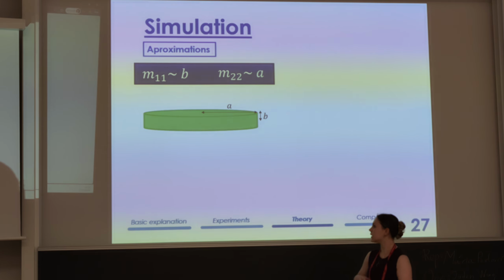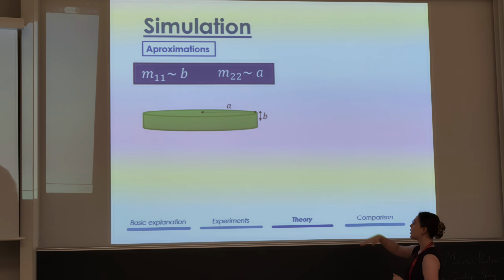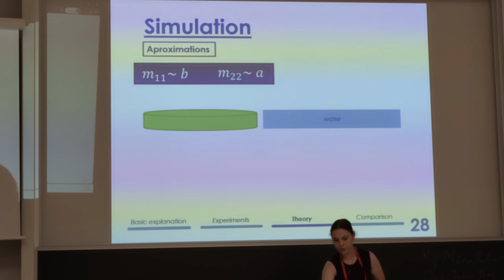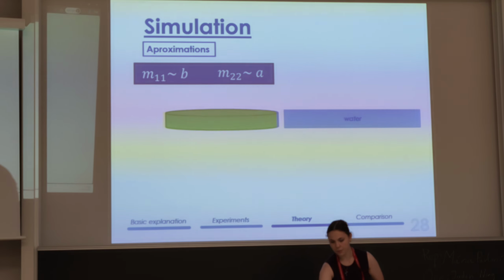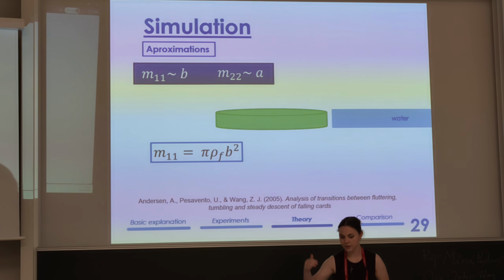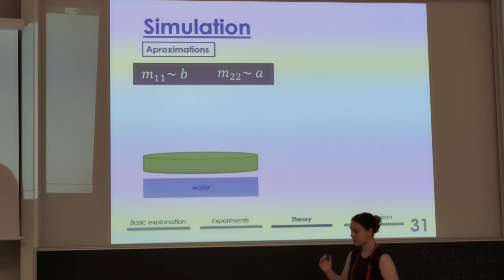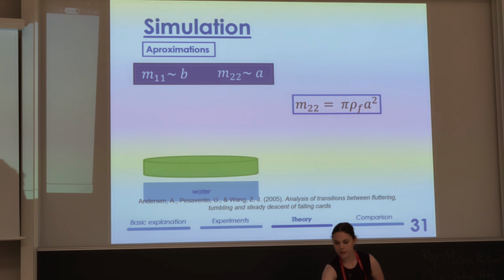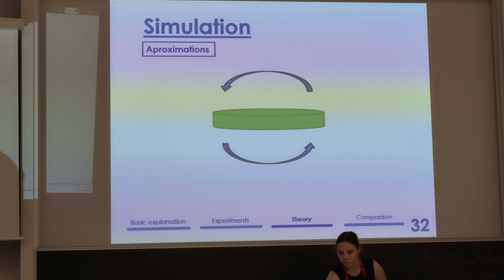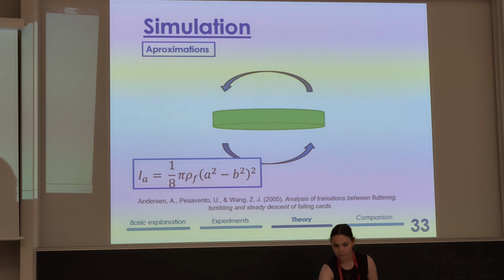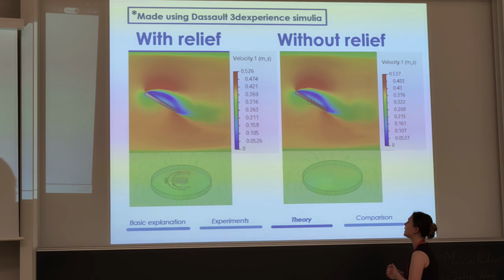Then we will define some added masses, 11 and 22, which is basically the mass of the water moving with the coin as the coin moves through the water. You can see here, and indeed this is cited, the other dimension. And there's an added moment of inertia, again from the water moving with the coin.